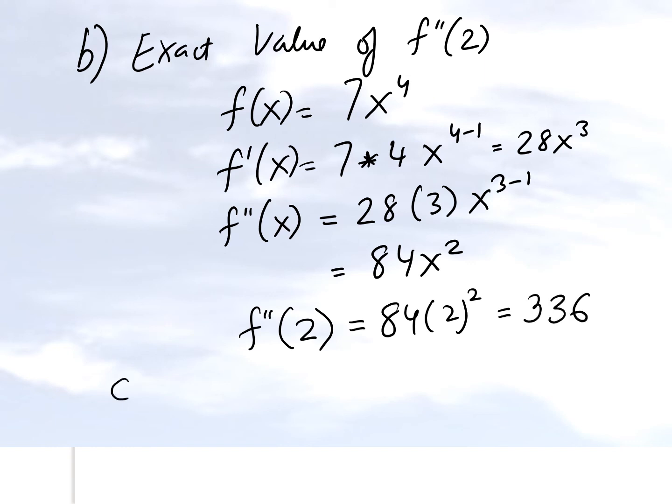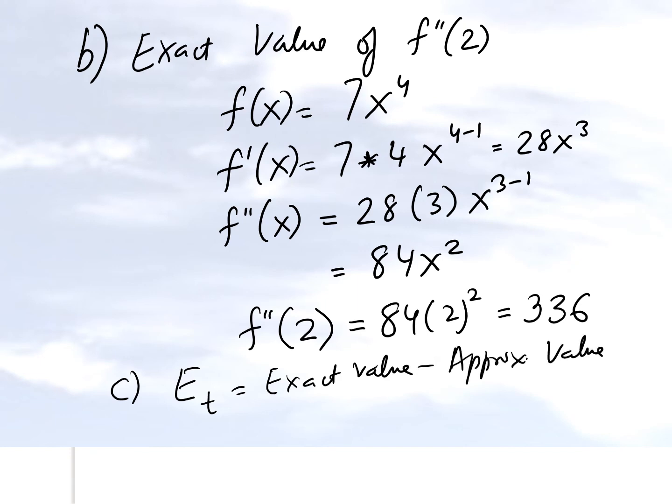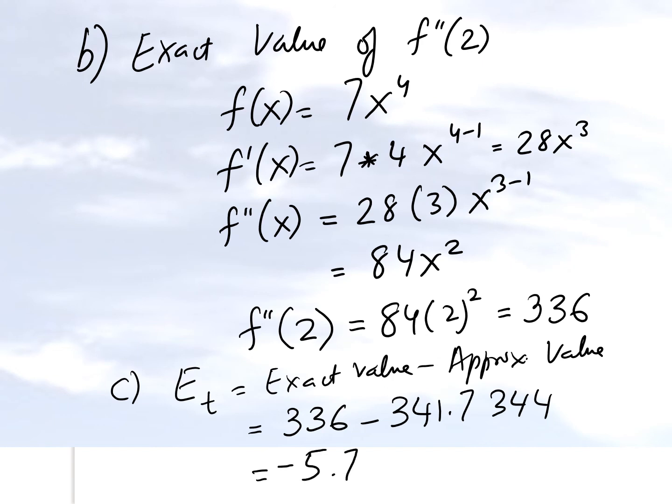If we want to find the true error, that will be the exact value minus the approximate value. The exact value is 336. And what is the approximate value which we just obtained? We obtained 341.7344. So if we subtract the two quantities, we get minus 5.7344. And that's the true error. And that's the end of this segment.